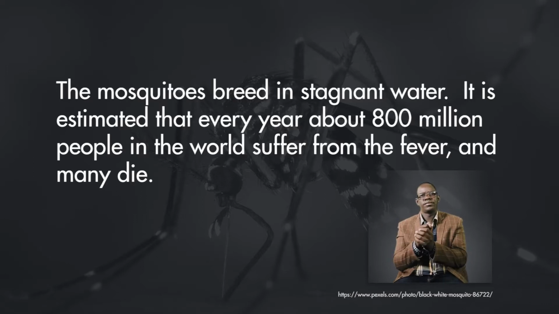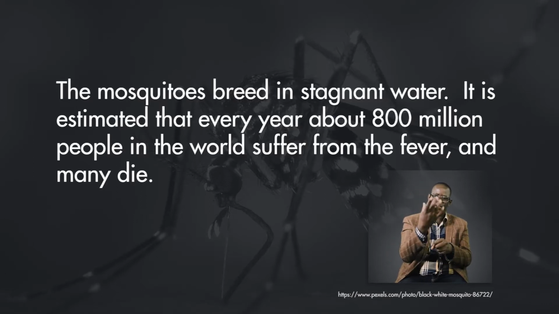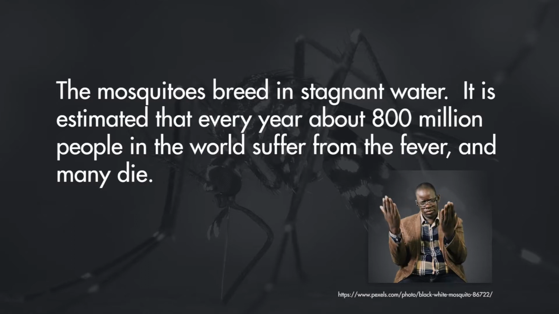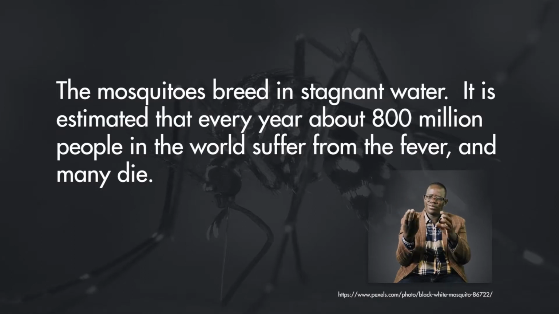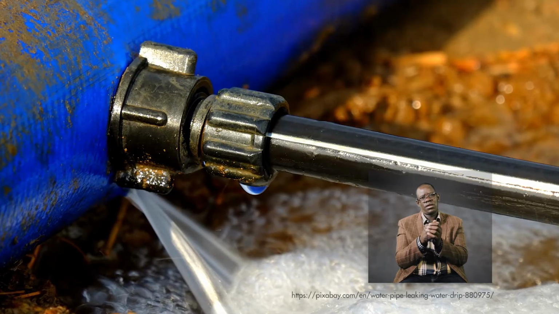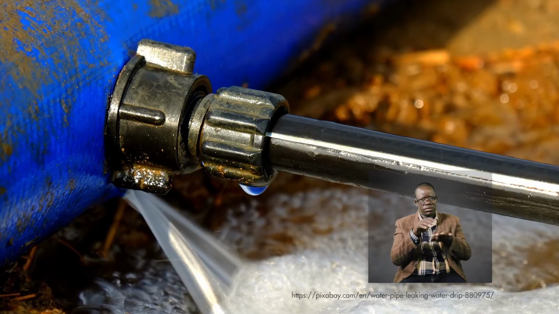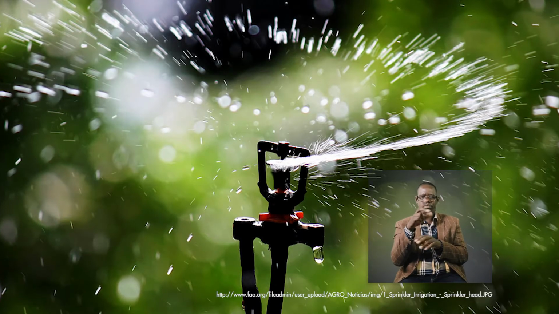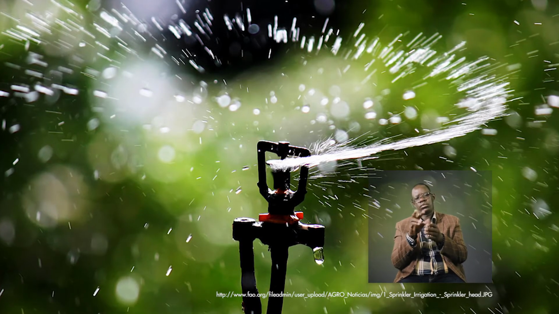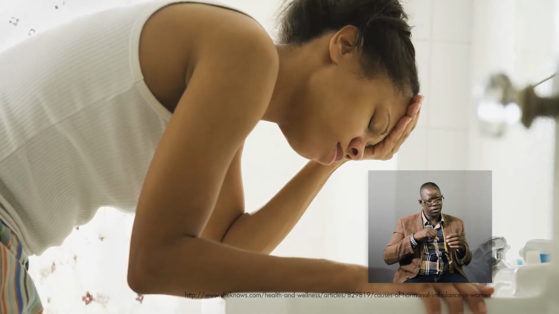It is estimated that every year about 800 million people in the world suffer from the fever and many die. Bilharzia is another. This one spreads through a parasite living in water snails, in slow running water and in irrigation systems, which spreads to humans and leads to intestinal worms. The worms do not kill the people who get them, but the infected people become weak and catch other diseases more easily.